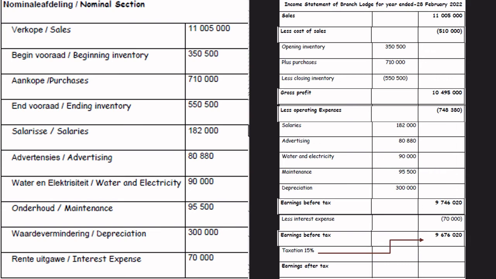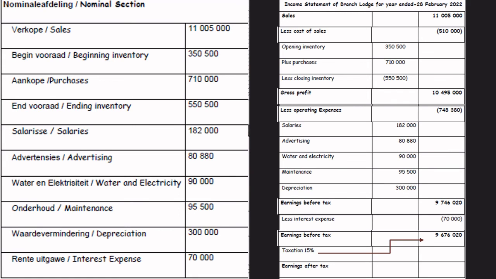Then we're going to have to calculate our taxation. The taxation of 15% can sometimes be changed in a question to 10%, 5%, or any other amount. Please read your questions carefully. To calculate our taxation amount, we will have to find 15% of the earnings before tax amount. Using a scientific calculator, you can type in 15 over 100 times the earnings before tax amount.